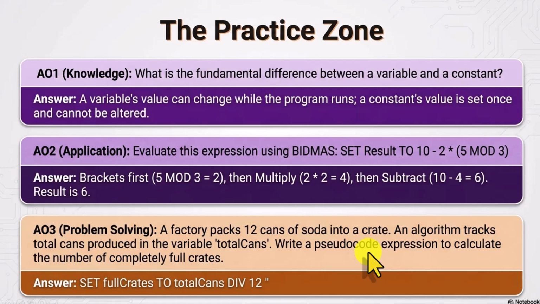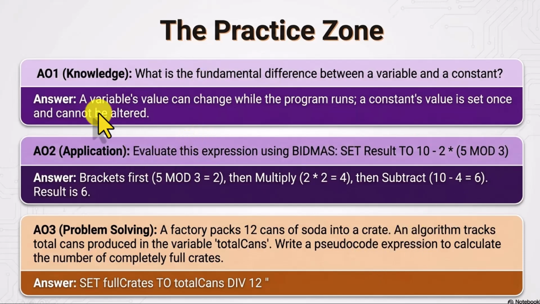And practice zone, there are some questions. Guess the answers and then read the answers. What is the fundamental difference between a variable and a constant? So a variable's value can change while the program runs. A constant's value is set once and cannot be altered.